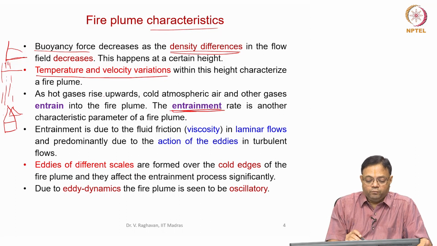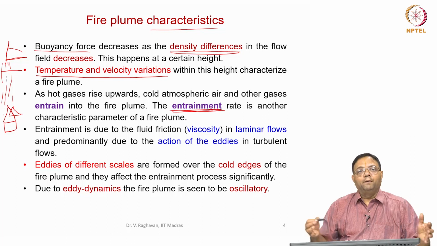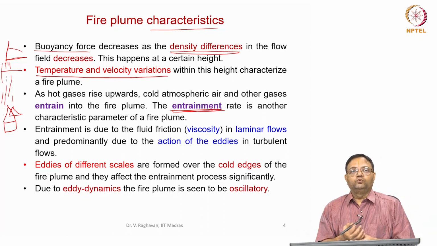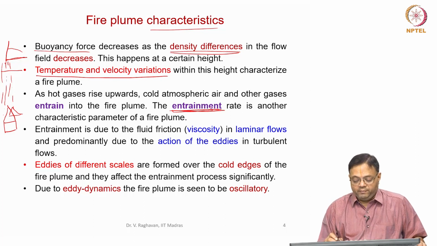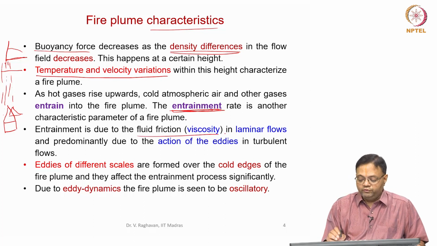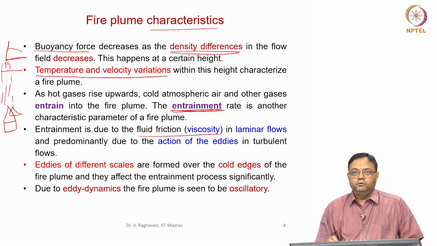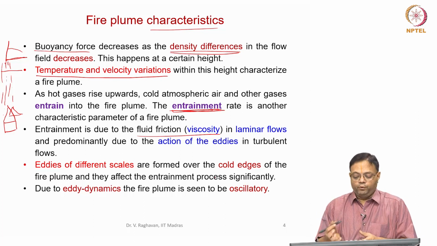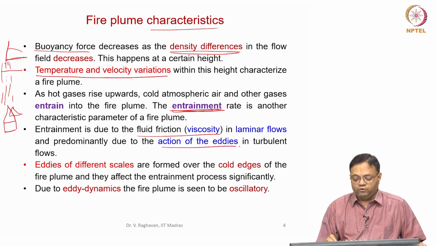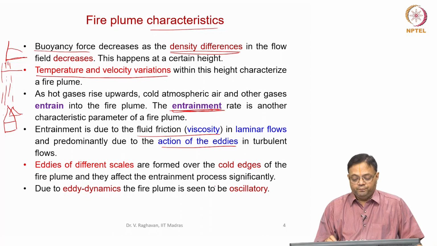Now, the second aspect is the entrainment of the ambient gases, including the air, into the plume. So, we have to understand certain things in this. The entrainment basically occurs due to viscosity of the fluid. In laminar flow, it is the molecular viscosity, the fluid property, which controls the entrainment. But if you go to turbulent flow, it is the action of eddies which controls this.